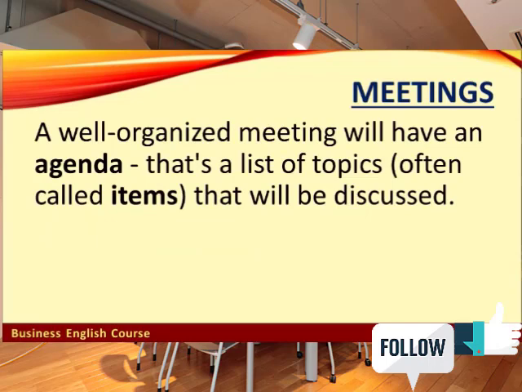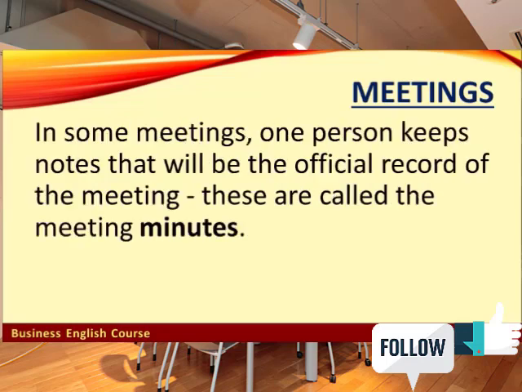A well-organized meeting will have an agenda. That's a list of topics, often called items, that will be discussed. In some meetings, one person keeps notes that will be the official record of the meeting. These are called the meeting minutes.